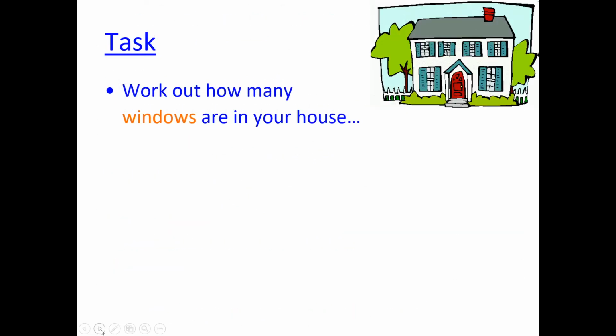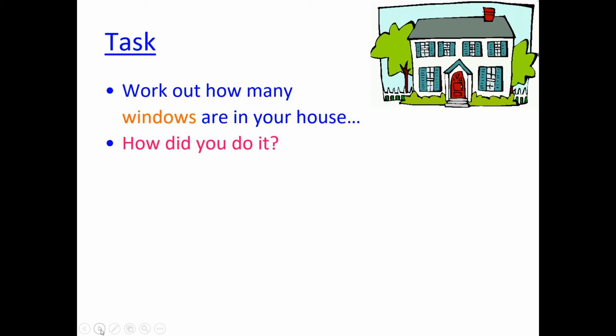Now we're going to move on to a practical task because we're starting our work on the working memory model. In your head, work out how many windows are in your house. There can be internal windows, like indoors, or they can be individual window panes. They can be the whole window. I don't really care. Just work out how many windows are in your house. So pause the presentation here.